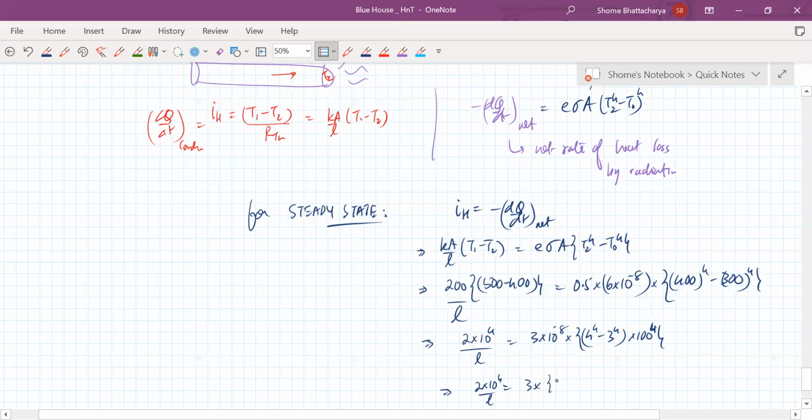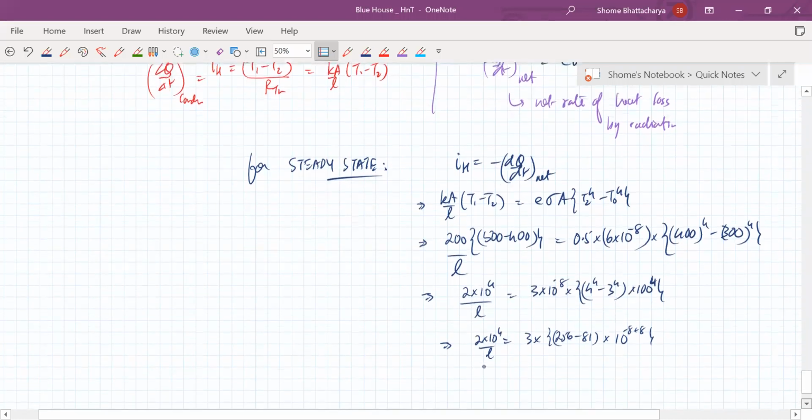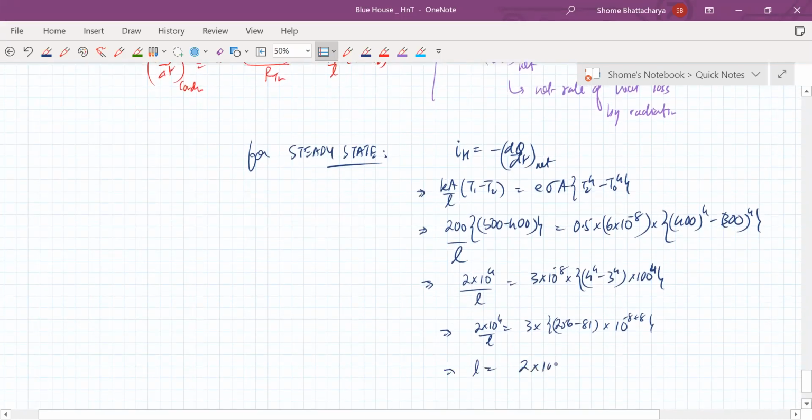This is going to be 256 minus 81 into 10 raised to the power minus 8 plus 8. So L will become 2 into 10 raised to the power 4 divided by 3 into, what is this now? 25 minus 8. So that's 17, correct? So this much in meters. Let's see how much that works out to be.